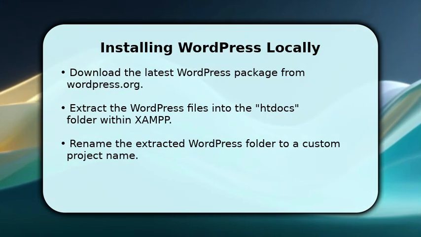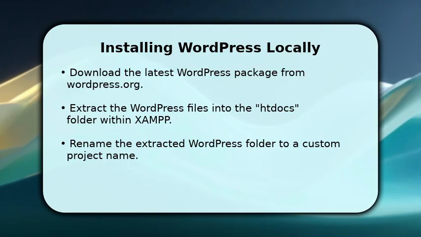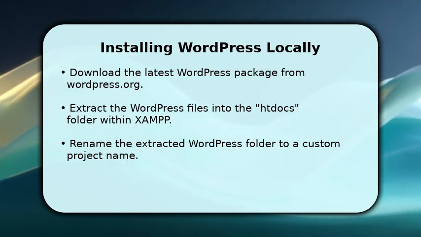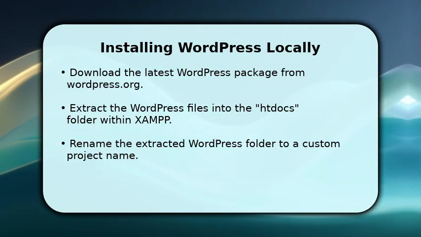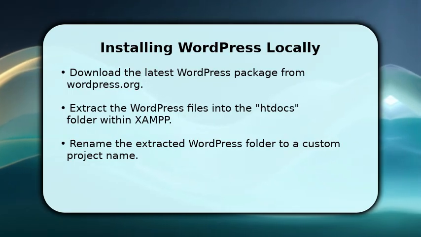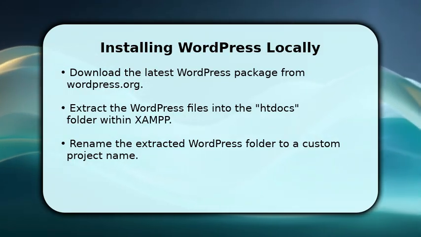Next, you'll need to get the WordPress files. Visit the official WordPress.org website and download the latest version of WordPress. It will come as a compressed zip file. Once downloaded, extract all the contents.